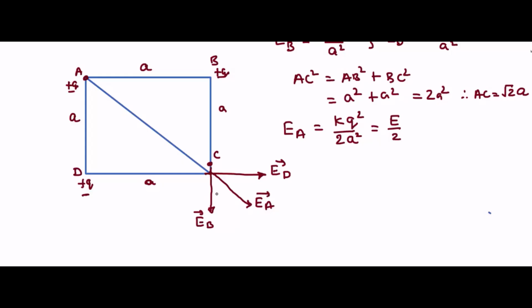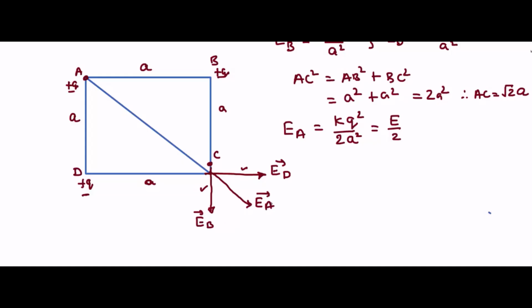And now I want to find out the resultant of these three vectors. I know the magnitudes of three of them. I need to find out the resultant. So what we'll do is first we'll find out the resultant of vector EB and vector ED, and then we'll find out the resultant of EA and the resultant of EB and ED that we have found out.